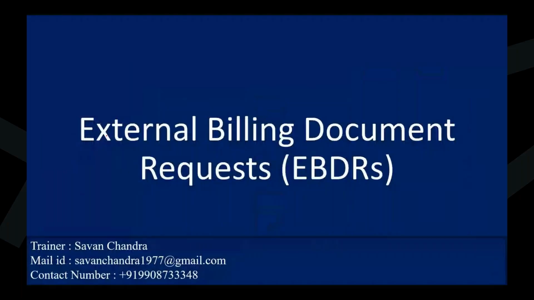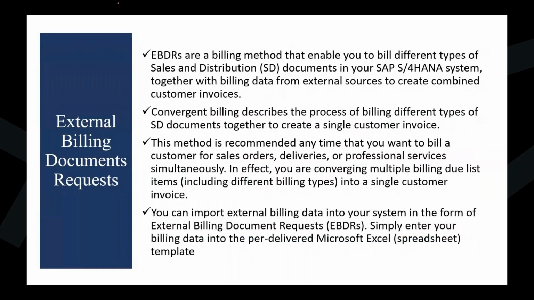So let's continue. Next one is external billing document request. This is a new functionality in S/4HANA, so we will understand what it is. External billing documents are a billing method that enables you to bill different types of sales and distribution documents in your SAP S/4HANA system together with billing data from external sources, combined into customer invoices.